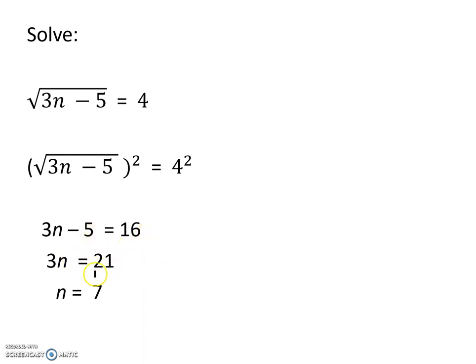Adding 5 to both sides, we end up with 3n equals 21. Dividing both sides by 3, we find our answer to be n equals 7.